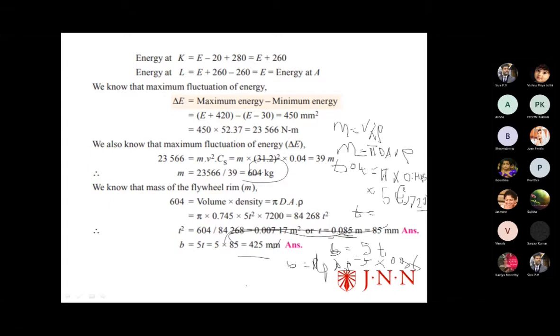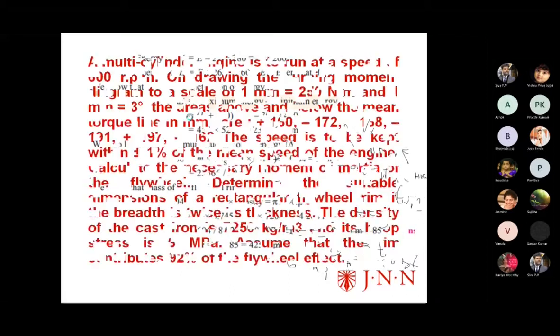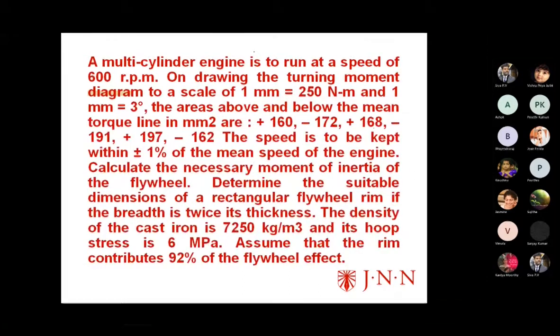Okay, so next problem. The multi-cylinder engine is to run at a speed of 600 rpm. Speed N is given. On drawing the turning moment diagram, the scale is 1 mm equal to 250 newton meter and 1 mm equal to 3 degree crank. The areas above and below the mean torque line in mm square are 161, 197 minus 162. The speed is to be kept within plus or minus 1% of the mean speed. Calculate the necessary moment of inertia of the flywheel.